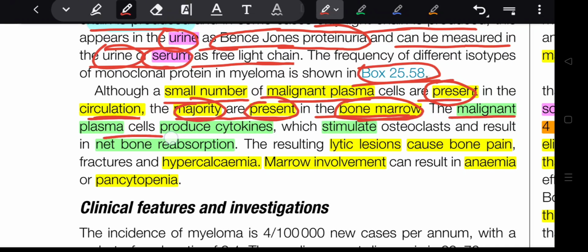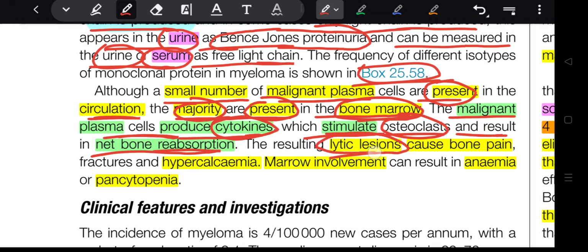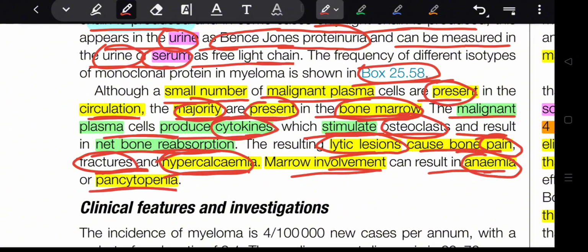The malignant plasma cells produce cytokines, stimulate osteoclasts, and cause net bone resorption. So the result is lytic lesions, which cause bone pain, fracture, hypercalcemia. Marrow involvement can result in anemia or pancytopenia.